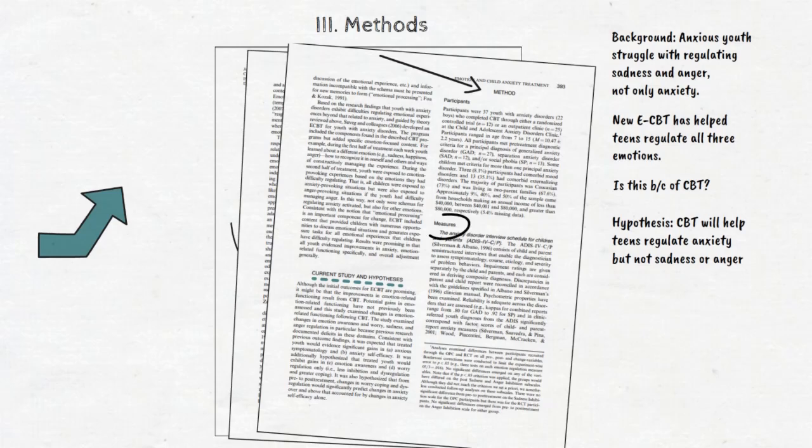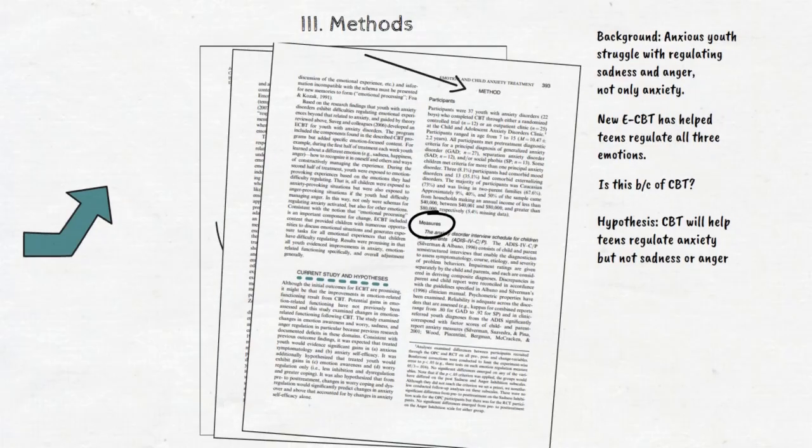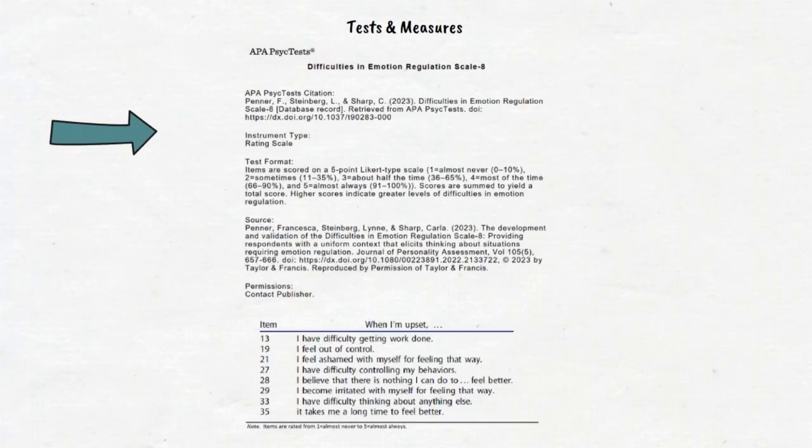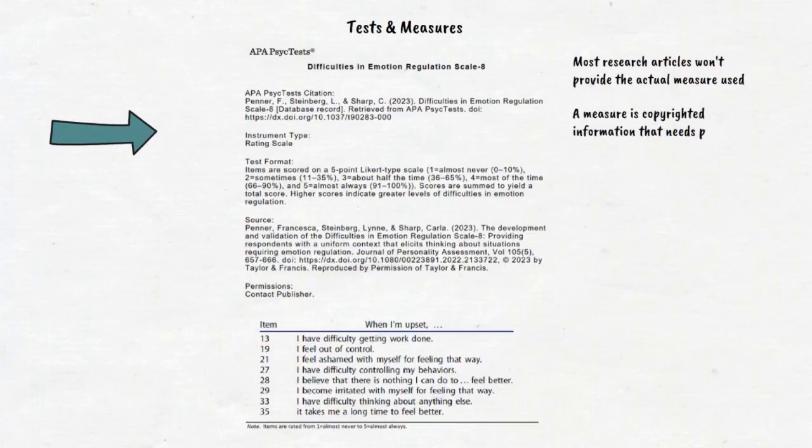In this section, we come across another primary source within psychology: tests and measures. A test or measure is the instrument used to collect the primary data in an experiment. Most research articles won't provide the actual measure used. In some cases, if that information became public, it would skew the results of future tests. In others, the measure is copyrighted information that needs permission and purchase before use. The measures for this article are not publicly available, but this is what one looks like.